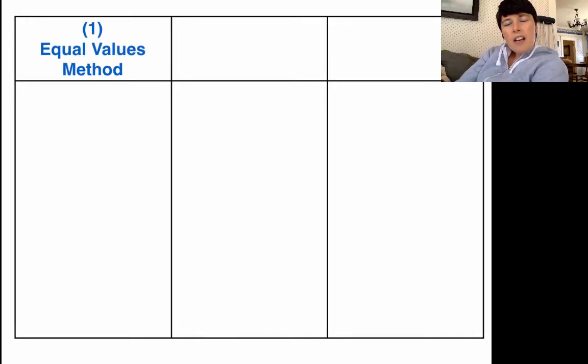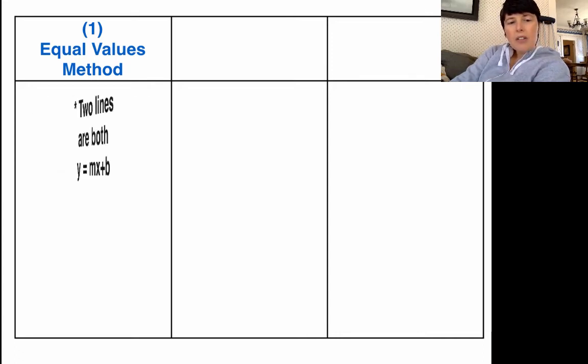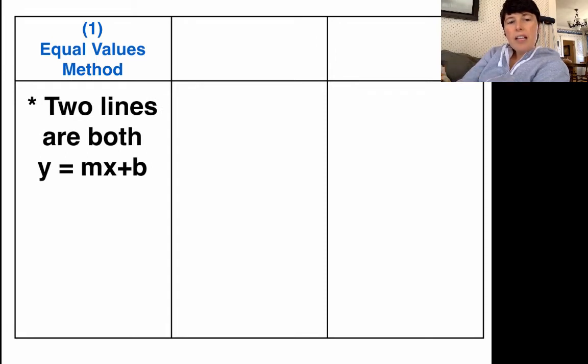So the first one is one that we don't talk about as much. It's called the equal values method. So method number 1 is equal values method. And this is the one that could also be called substitution. You can put it in both categories. This is when you get both your lines written in y equals mx plus b format. When they're both y equals mx plus b, you can use equal values very quickly to solve for the x and the y. It's where you put the 2 lines equal to each other, so hence the name equal values method.